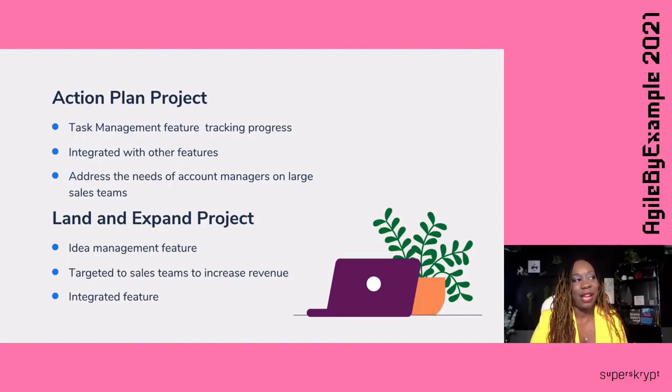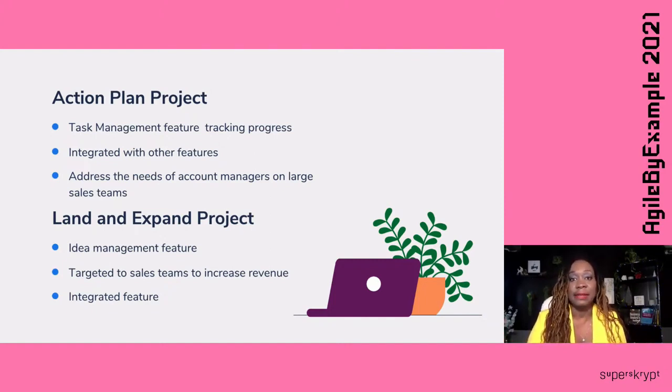So the Action Plan Project really is a task management feature tracking system, right? And so it's really geared towards salespeople. Salespersons are going to be using this to help them strategize how they can actually win the deal. So if you're in a sales team and you're working towards winning some $1 million contract, you really have to put a strategy together and you need to have tasks.